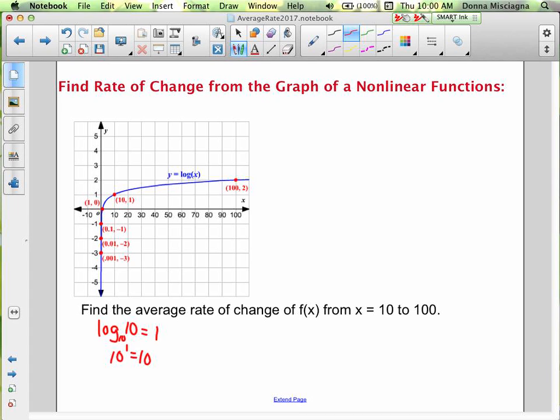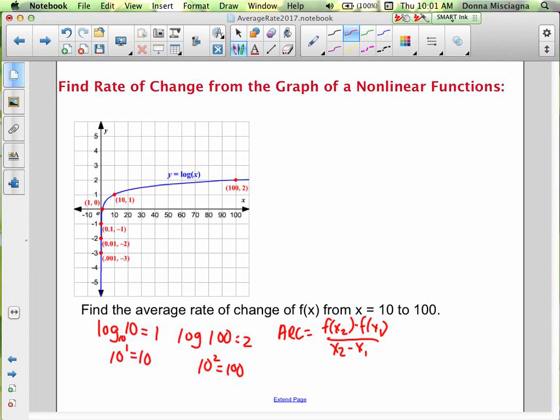And then how about log 100? What would that equal? 2. Because 10 squared is 100. So here our average rate of change, we just take the difference in the value of the function over the difference in the x values.